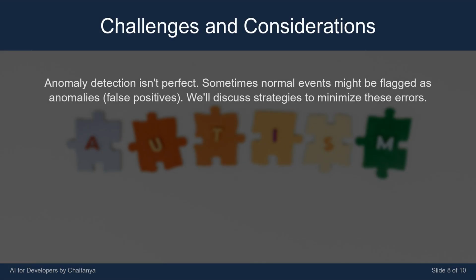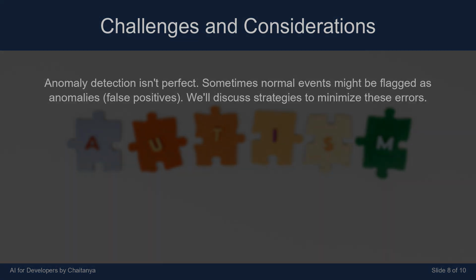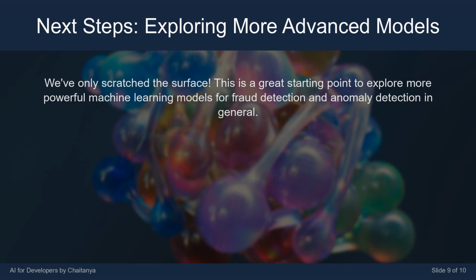Anomaly detection isn't perfect. Sometimes normal events might be flagged as anomalies. False positives. We'll discuss strategies to minimize these errors. We've only scratched the surface. This is a great starting point to explore more powerful machine learning models for fraud detection and anomaly detection in general.